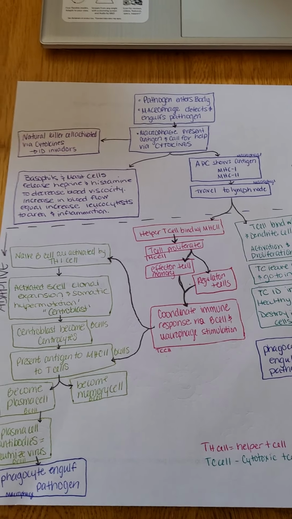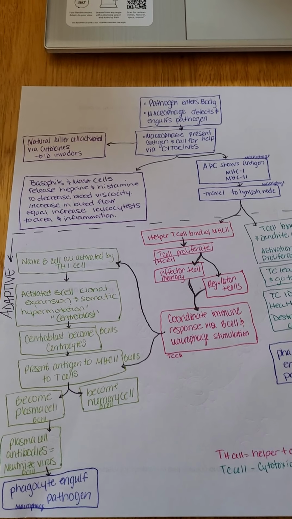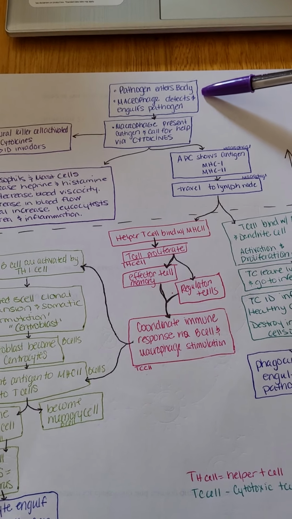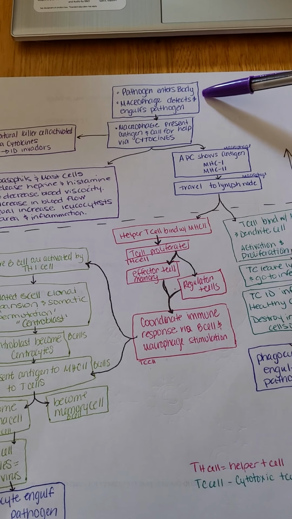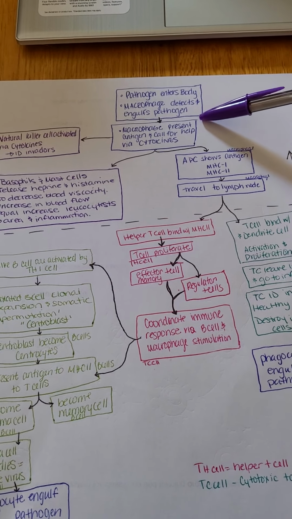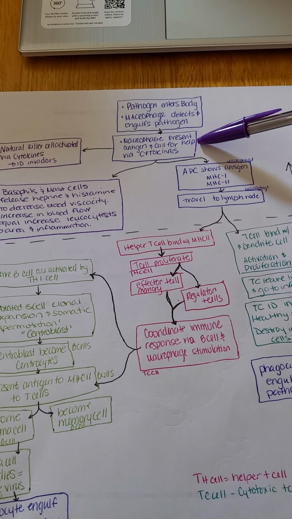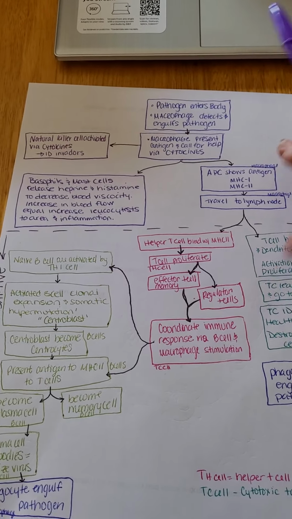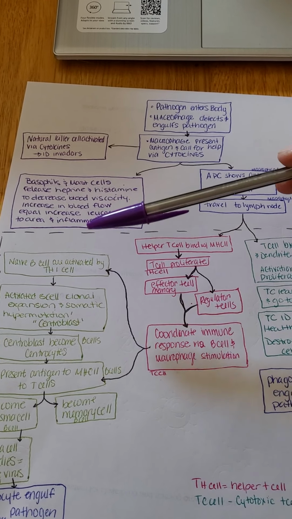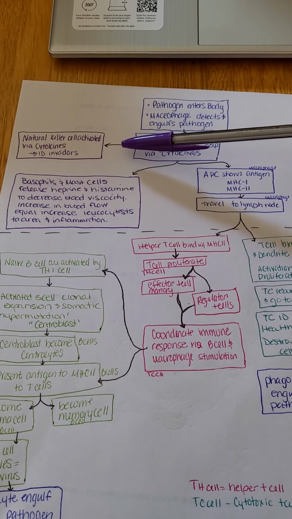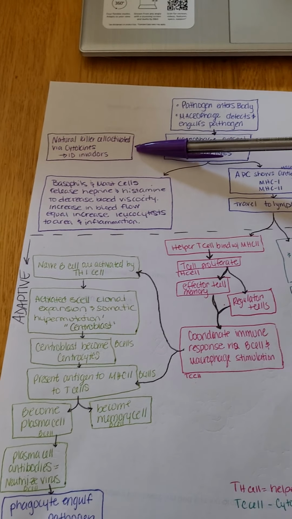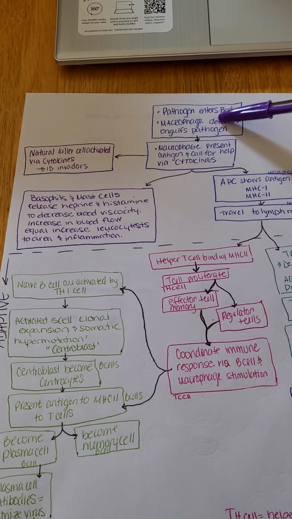So this is a little bit more descriptive breakdown. As our pathogen enters the body, the macrophage detects it and engulfs it. That macrophage presents the antigen and calls for help with cytokines. Those cytokines go out into the body and attract the natural killer cells, who are then activated. This helps to identify the invader.